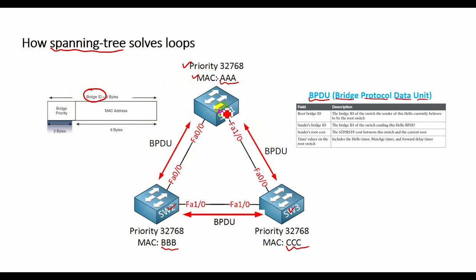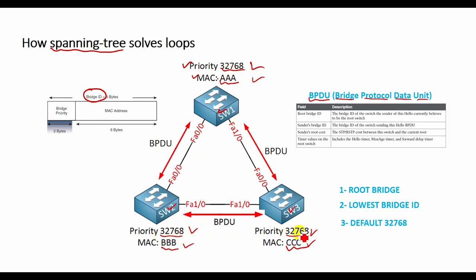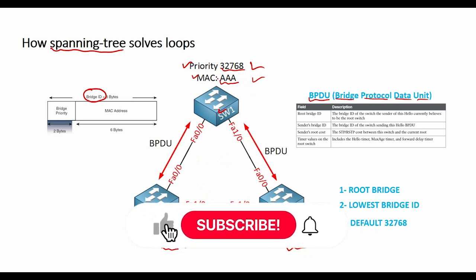Spanning tree requires the bridge ID for its calculation. Let me explain how it works. First of all, spanning tree will elect a root bridge. This root bridge will be the one that has the best bridge ID. The switch with the lowest bridge ID is the best one. By default, the priority is 32,768, but we can change this value if you want.